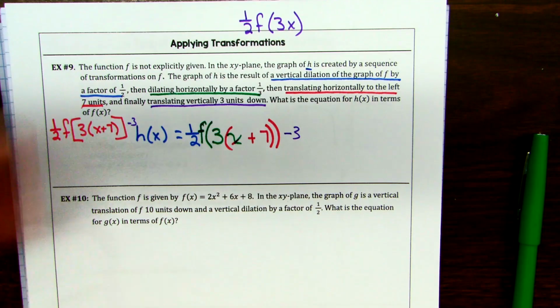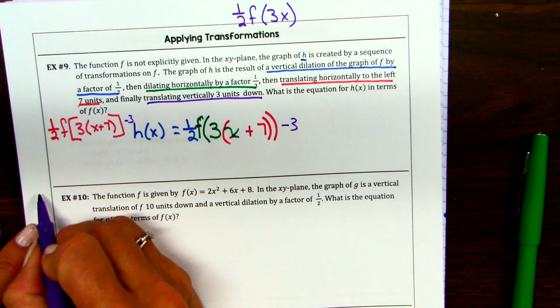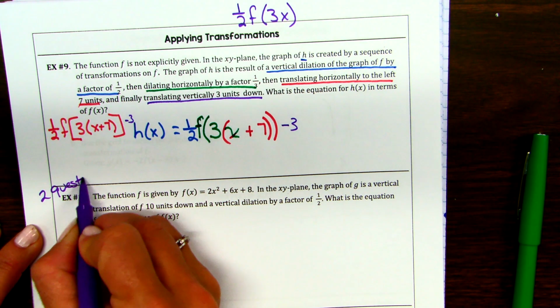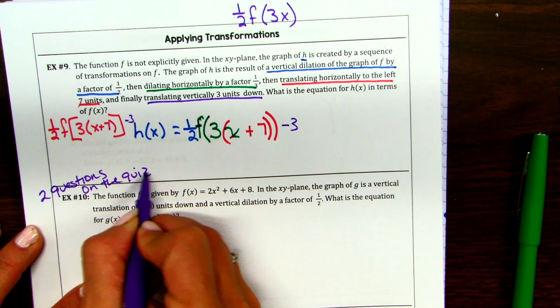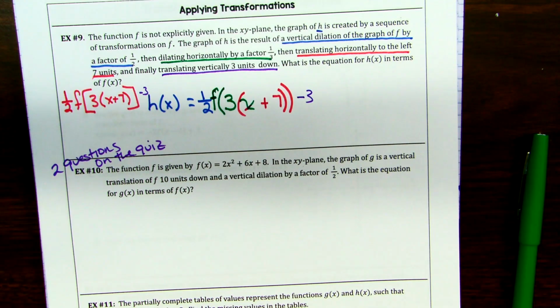Okay, last question. This is 2 questions on the quiz. Out of 10 questions, there are 2 of them coming from this question, and they're like freebies. They're the most easy problems you could ever do in your whole entire life. I'm exaggerating a little bit.